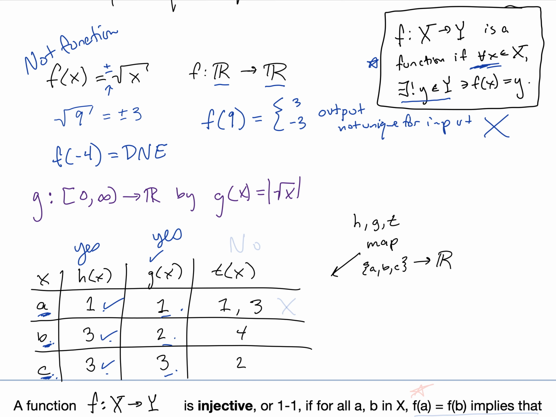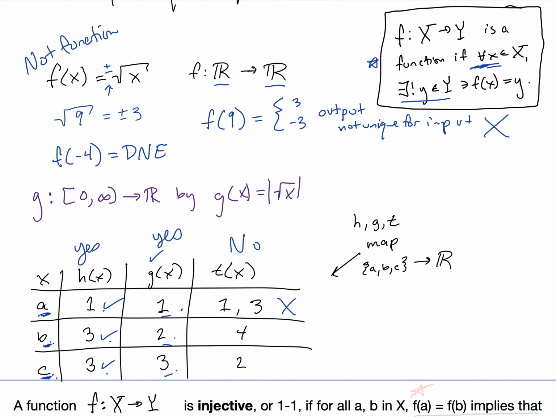How about t of x? Here we have an issue. Here we have t of A is both 1 and 3, so this would be no, there's not a unique output for A. So h of x is a function, g of x is a function, t of x is not a function.